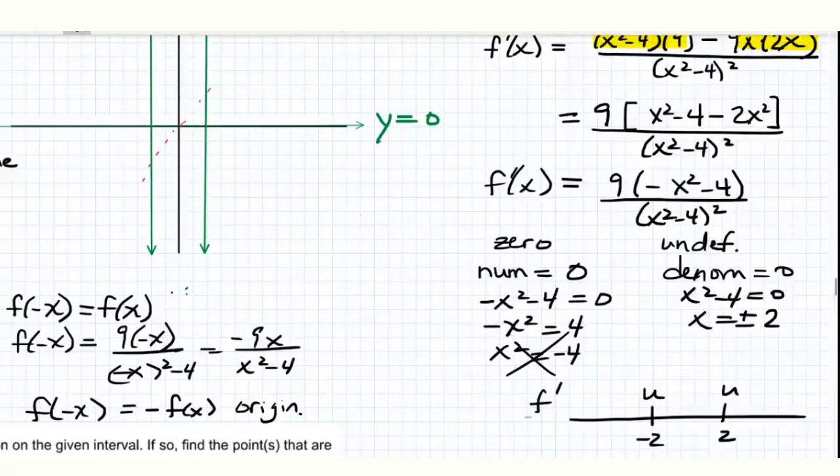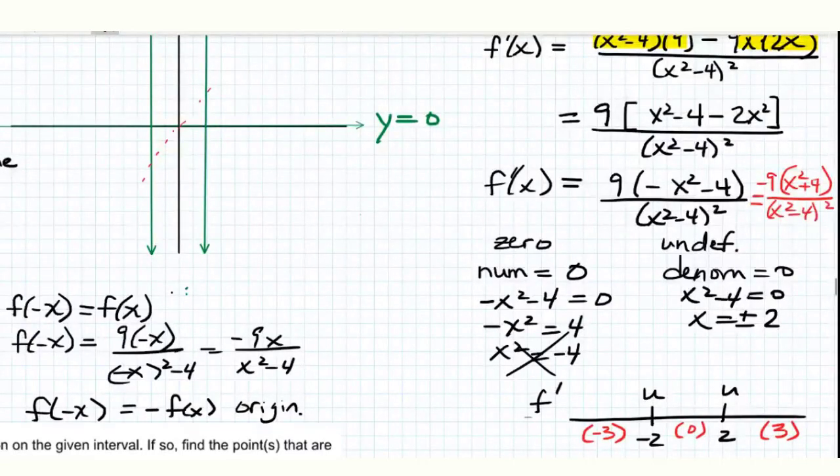So we're going to plug in test values in each of these intervals, one less than negative 2, one between negative 2 and 2, and one to the right of 2, to see if we plug it into the first derivative, would we get a positive or a negative? It looks like in this case, if you factor out a negative 1, we're going to have negative 9 times x squared plus 4. X squared plus 4 is always positive no matter what I plug into it. And we're squaring the denominator, so that's going to be positive as well. So the negative 9 times a positive divided by a positive means this function is always decreasing on these intervals.